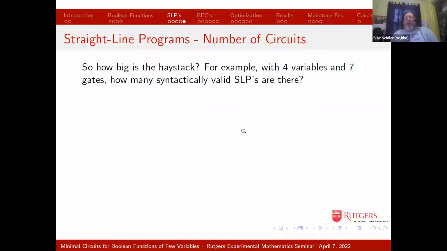So this is the haystack in which I'm going to be searching for my needles. And I want to know how big it is. So if we think about 4 variables and 7 gates, which seems a relatively modest size, anybody want to hazard a guess as to what order of magnitude this is for how many syntactically valid circuits there are?